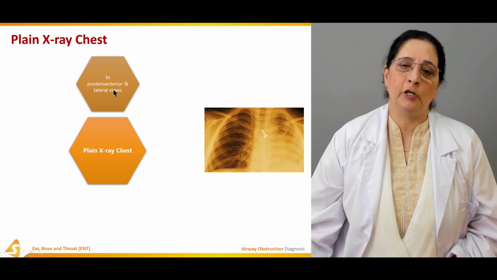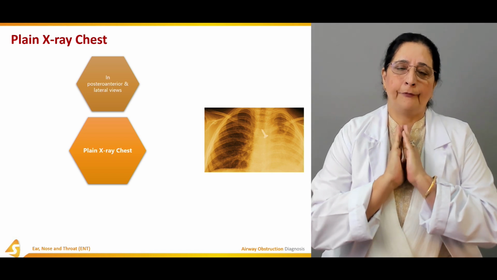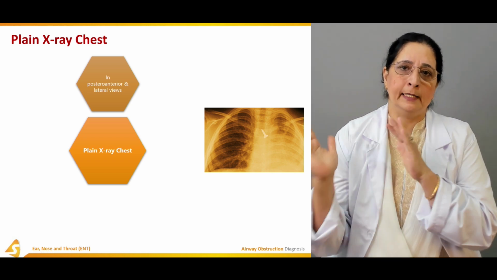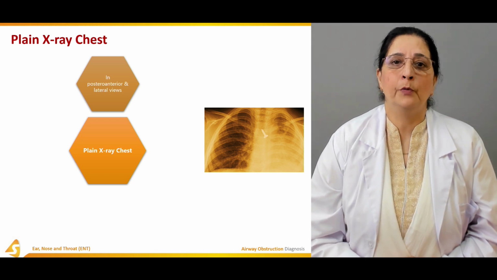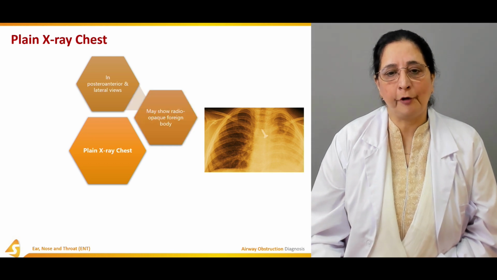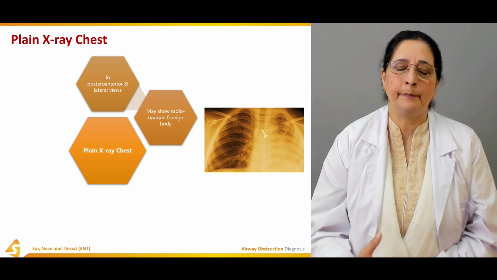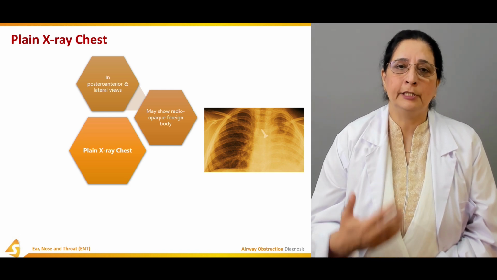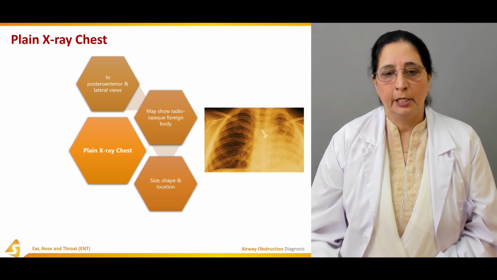In postero-anterior and lateral views, both PA view, postero-anterior, from back to front, and in the lateral views we can look for the foreign body in the chest. It may show a radio-opaque foreign body, radio-opaque, that can be visible, which is visible through the X-rays.